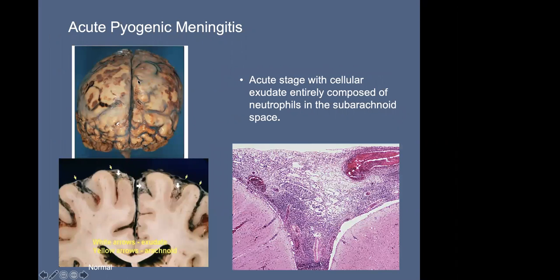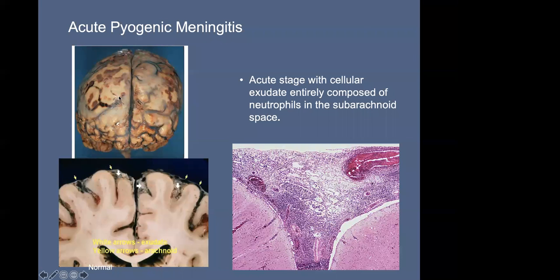Grossly, the subarachnoid space is filled out with pus, purulent material, and that's very easily seen. Normally, the leptomeninges are transparent and you can see the surface of the brain. But in acute pyogenic meningitis, because of this opaque purulent material, the brain underneath cannot be seen. It's very easily diagnosed just looking at the gross.